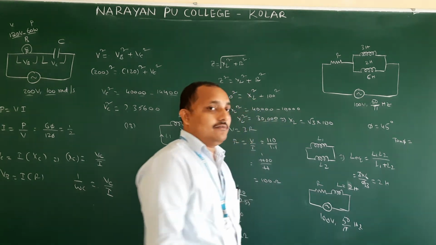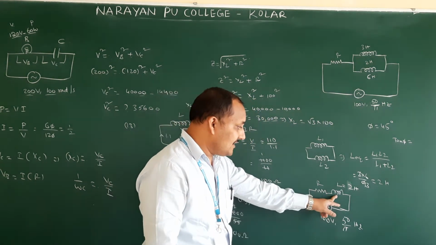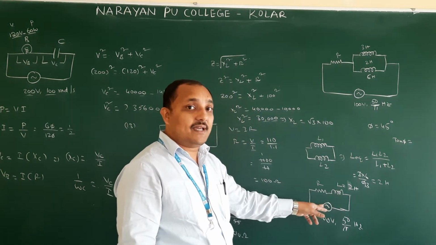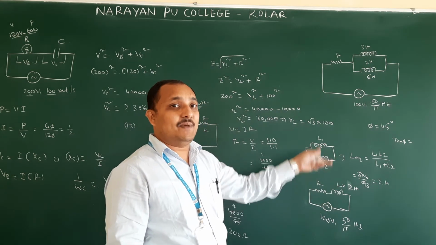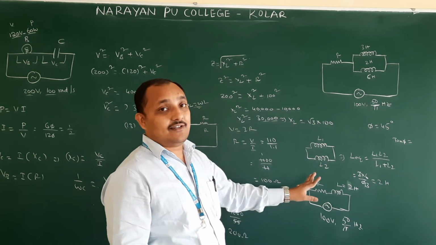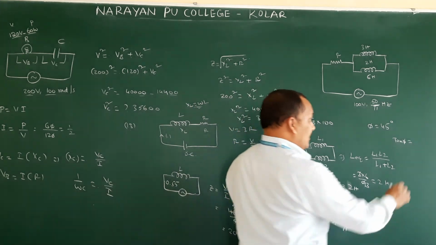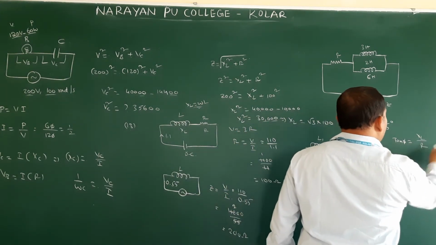Tan phi is equal to what? What is the formula? This is which circuit? LR circuit. LR circuit means XL by R. CR circuit means XC by R. LCR circuit means XL minus XC by R. Therefore, tan phi is equal to XL by R.